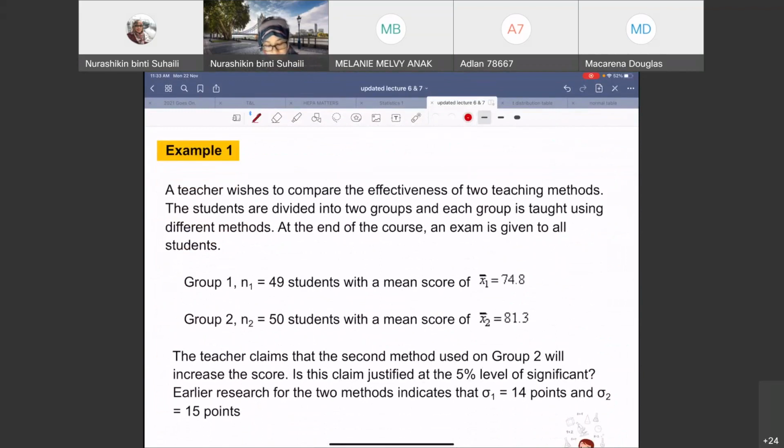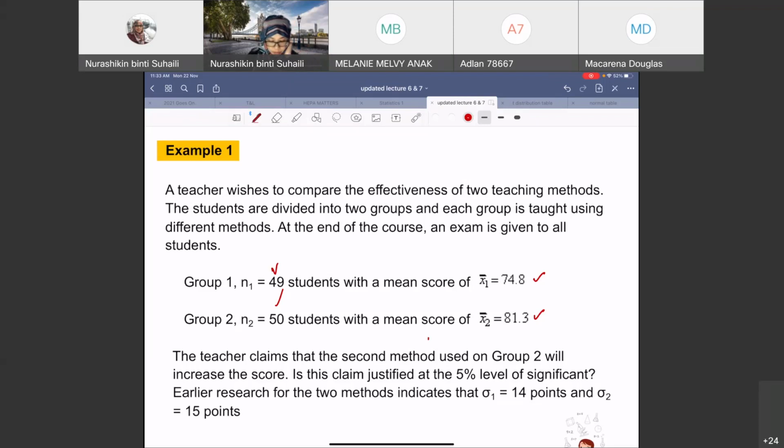A teacher wishes to compare the effectiveness of 2 teaching methods. The students are divided into 2 groups, and each group is taught using different methods. At the end of the course, an exam is given to all students. Group 1, the mean score is given. Group 2, the mean score is this one. This is the N value. The teacher claims that the second method used on group 2 will increase the score. Is this claim justified at the 5% level of significance? Earlier research for the 2 methods indicates that standard deviation 1 is 14, standard deviation 2 is 15.